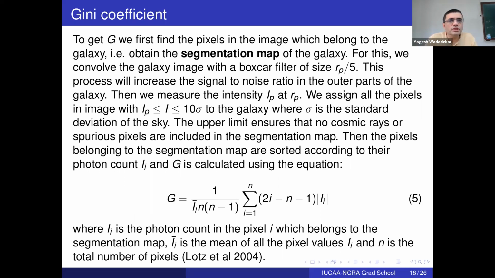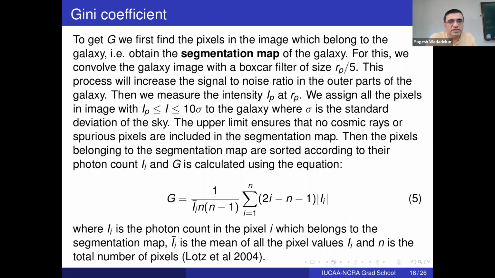I Petrosian less than 10 sigma. So you start with the intensity at the Petrosian radius and go up to 10 sigma, which is very high. Actually, I'm sorry, this 10 sigma is an upper limit, not a lower limit. So take back what I just said. It's an upper limit because you want to exclude cosmic rays or other such spurious pixels that may be included in the segmentation map. Then the pixels belonging to the segmentation map are sorted according to their photon count, and the Gini coefficient is calculated according to this particular equation.